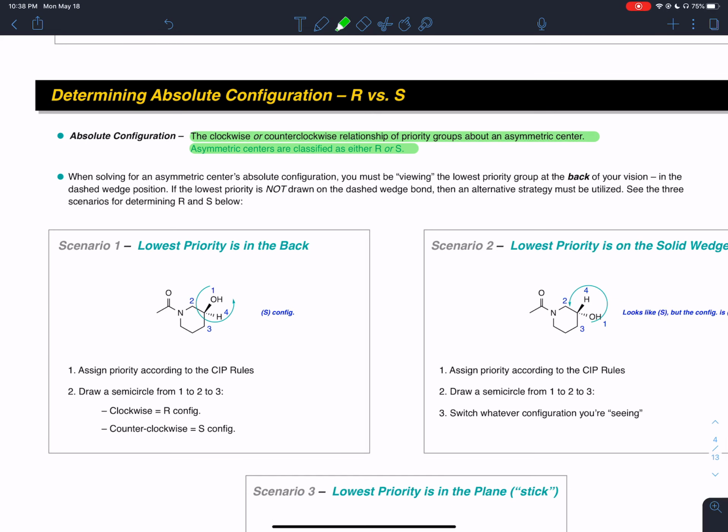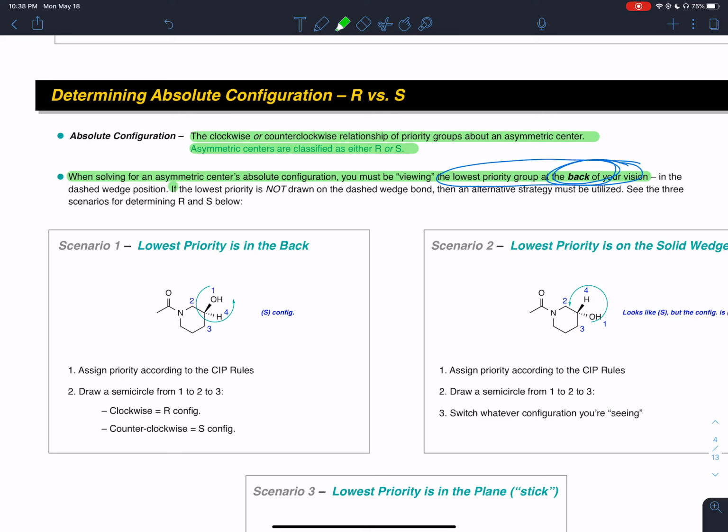Now, it's very important to consider that when solving for an asymmetric center's absolute configuration, our rule system says we have to put the lowest priority group or atom at the back of our vision. Okay, that's really important, at the back of our vision. For instance, in this structure, notice how priority 4 is on the dash wedge group. Okay, it is the dash wedge group, therefore it is at the back of our vision already.